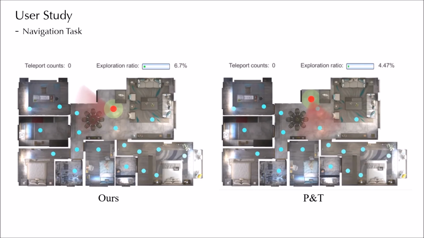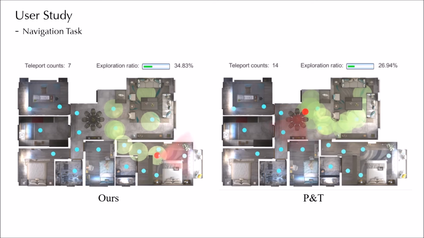Here shows the trajectories of 2 participants. The participant using point and teleport performs many intermediate teleports along his trajectory. In contrast, the other participant aided by our teleport graph traverses the scene more efficaciously. He often chooses the anchor positions as destinations. He also spends more time perceiving the interesting regions.